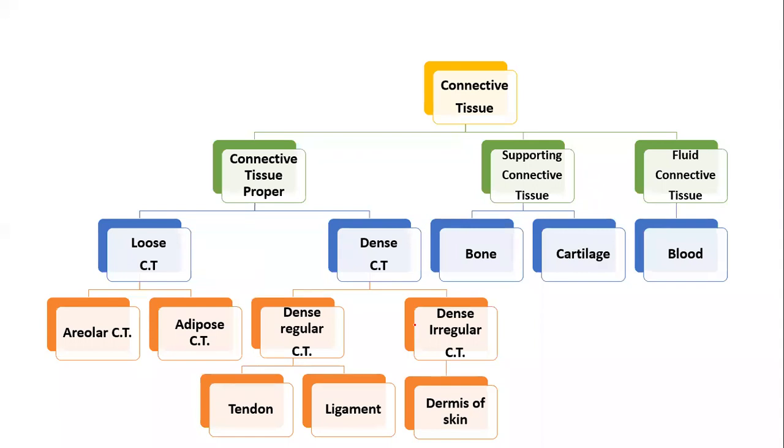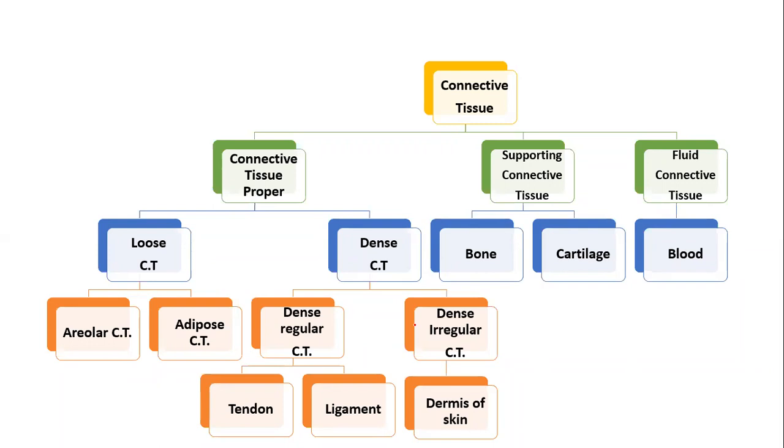In the case of dense irregular tissue, that is the dermis. The dermis is located below your epidermis. In your skin there are two layers. The upper layer is called the epidermis, made up of stratified epithelial cells, and below that there is the layer called the dermis, which is made up of dense irregular tissue. Coming to supportive connective tissue, we have bone and cartilage in our body. And the fluid connective tissue is blood.